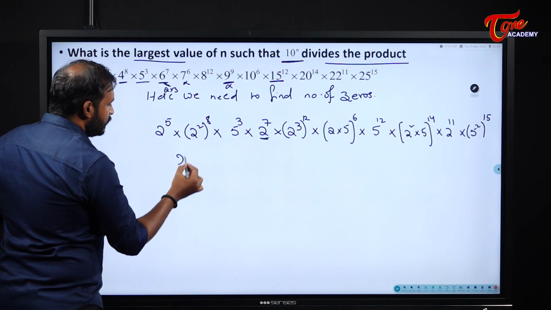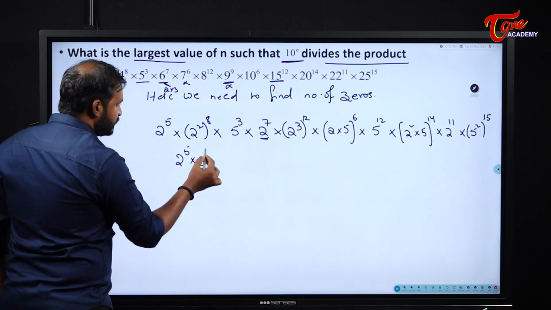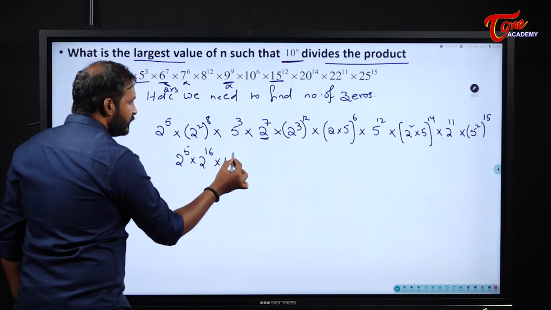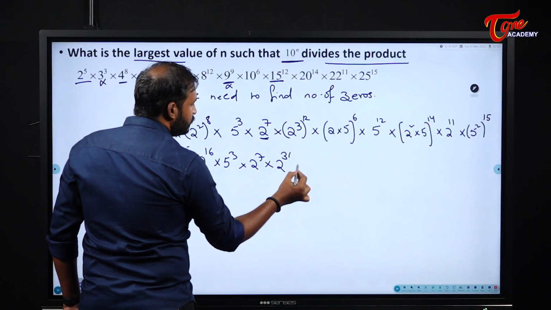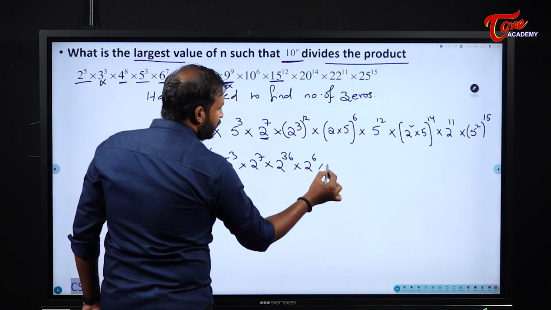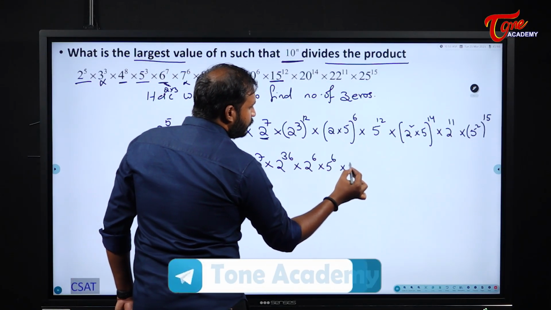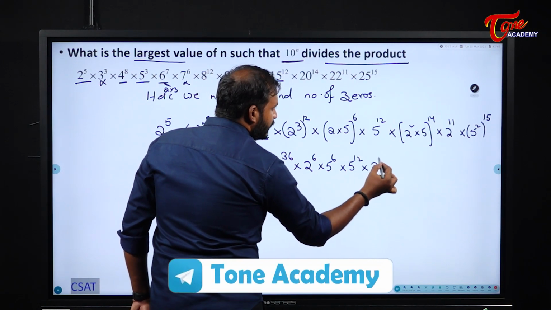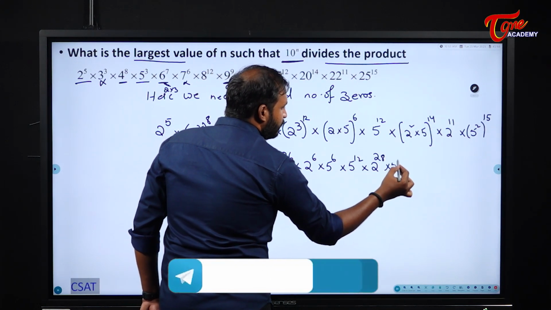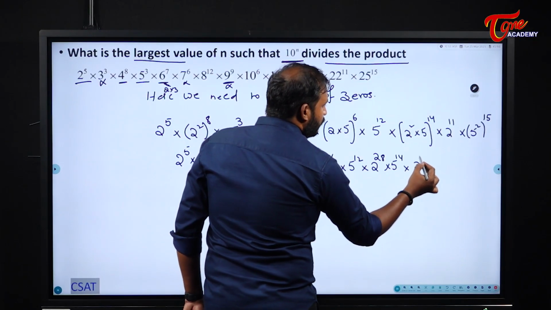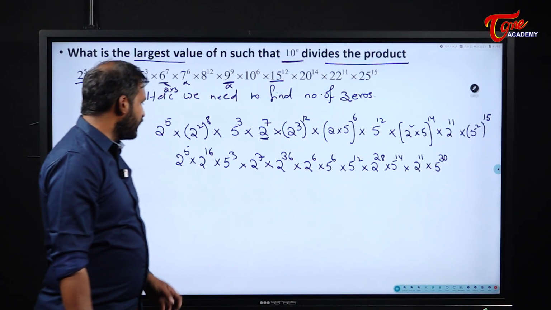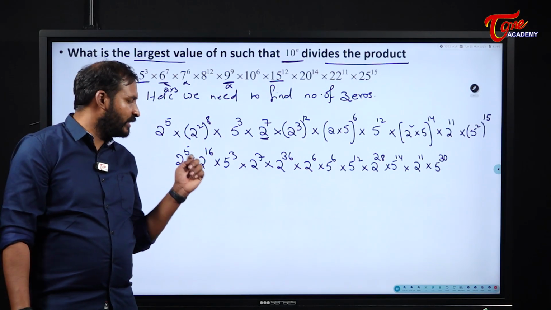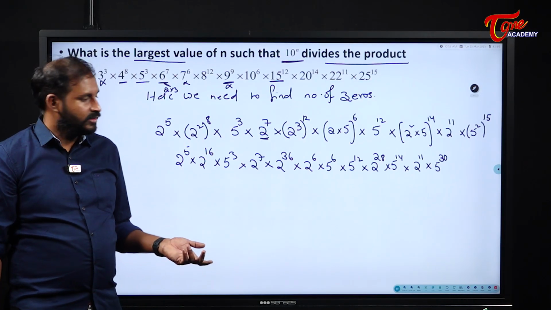Write it quickly. 2 to the power of 5 into 2 to the power of 16 into 5 cube into 2 to the power of 7 into 2 to the power of 36 into 2 to the power of 6 into 5 to the power of 6 into 5 to the power of 12 into 2 to the power of 28 into 5 to the power of 14 into 2 to the power of 11 into 5 to the power of 30. Here don't count 2s. Anyway, we have many 2s. Simply concentrate on 5s.